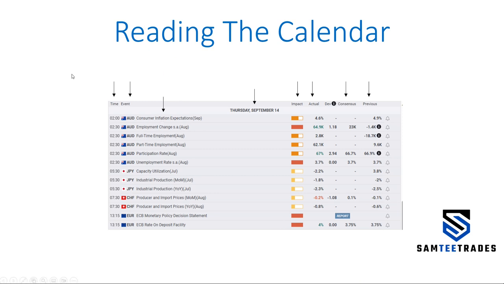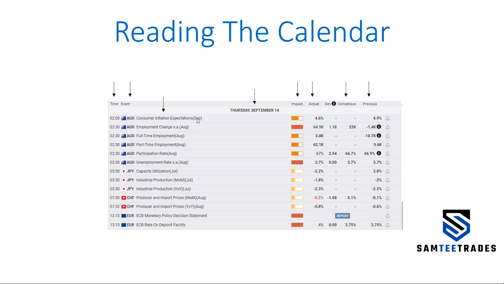So let's first read this calendar left to right. On the left-hand side, you have the time. This means the time that the news is going to be released, okay? Super simple stuff. You can plan that for your trading session, your trading day, whatever it may be. The next one, where it says event, the first part is going to be the currency. So there will be the flag and also an abbreviation for the currency. So we've got Australian dollar, Japanese yen, Swiss franc, and euro.